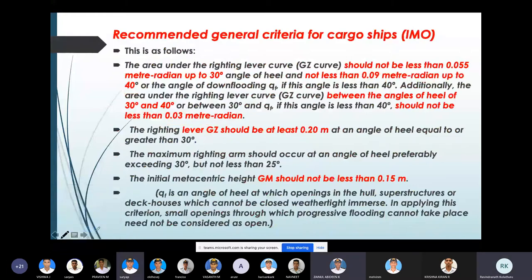First it is from 0 to 30. Next one is from 0 to 40. And the third criteria is from between 30 and 40.